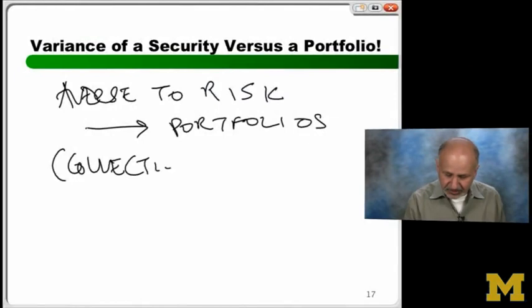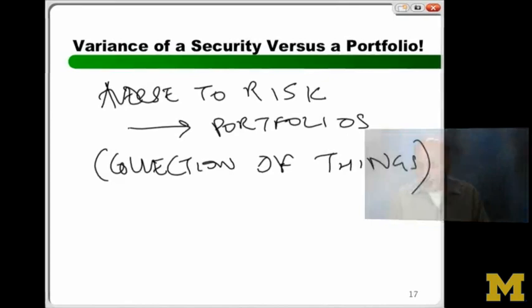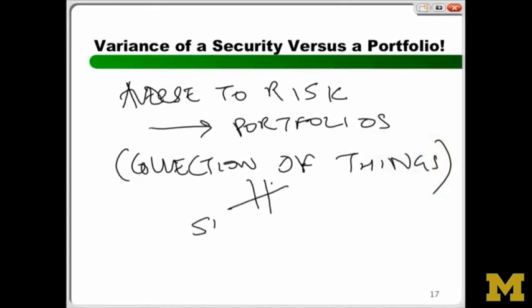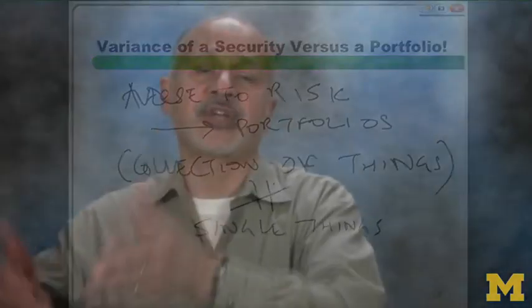Because we hold portfolios, portfolios are a collection of things. They are not single things. So imagine a world in which each one of us was holding just one thing, either Apple, Google, GE, and so on, and that was our behavior. That's not what the world is like. Then variances and means would be enough.